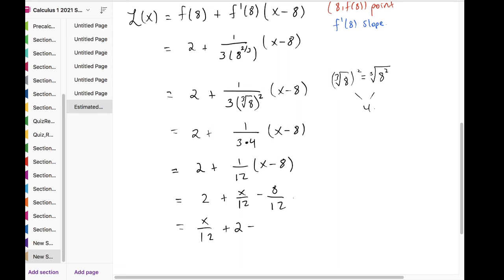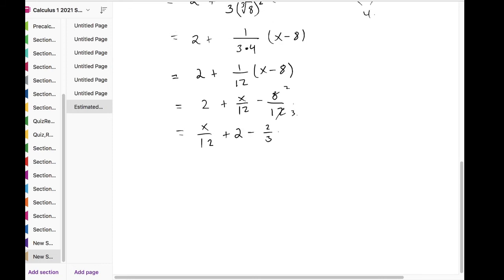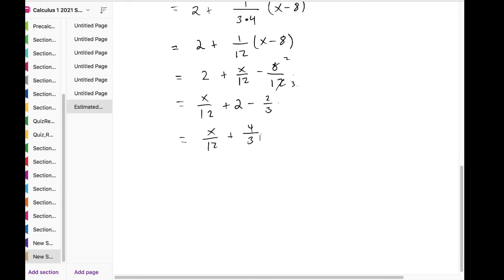So divided by 4, 2/3. So 4/3. Is that right? Okay, so this is the linear approximation.